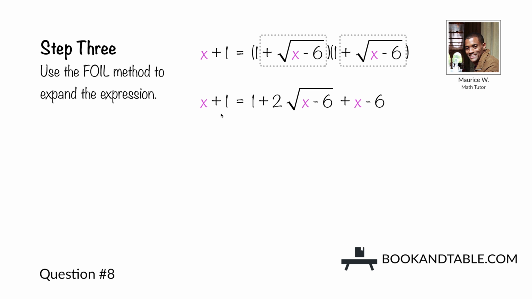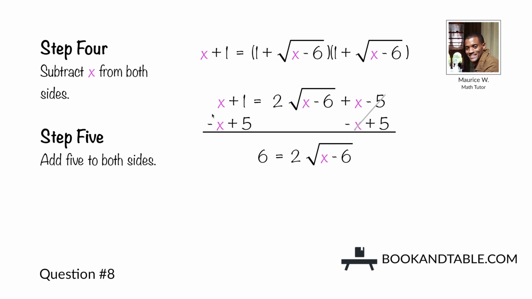So once we expand the expression, we wind up with x plus 1 is equal to 1 plus 2 radical x minus 6 plus x minus 6. You now want to isolate the second radical term, so you'll want to move everything else on this side to the left side of the equation. 1 minus 6 is equal to negative 5, so you'll add 5 to both sides to move those constants over to this side. And you'll subtract x from both sides to get rid of this variable here and move it to this side. So step 4, subtract x from both sides.